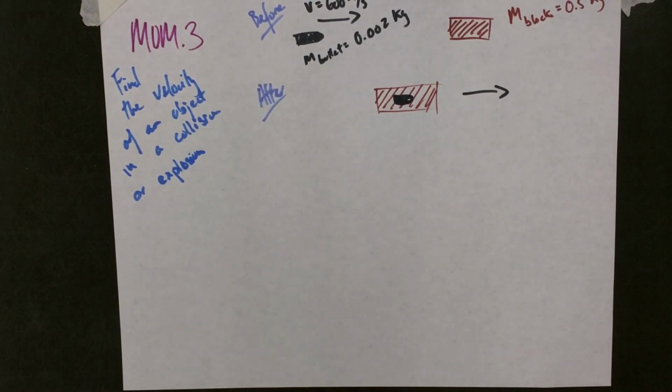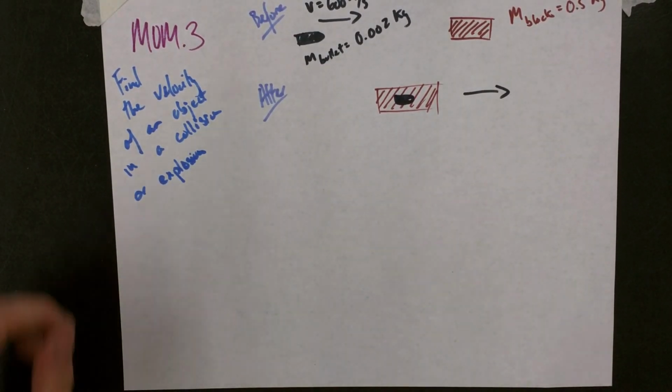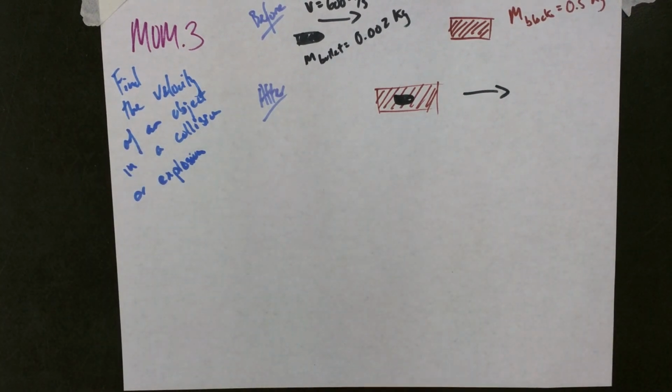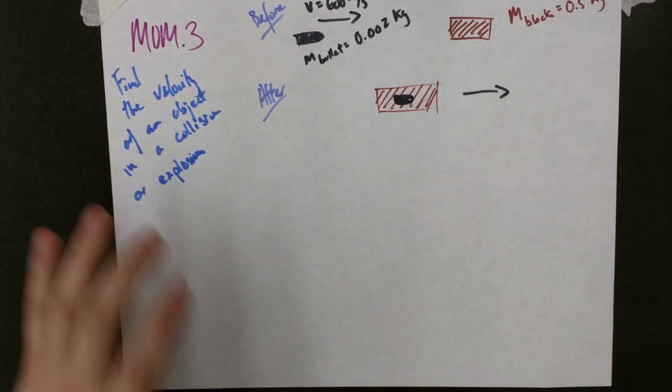This is momentum 3. The goal of momentum 3 is to be able to find the velocity of an object in a collision or explosion. This might be the initial velocity or it could be the final velocity.